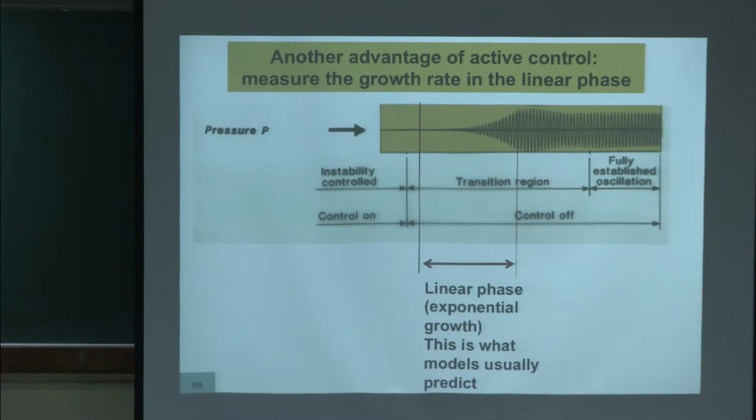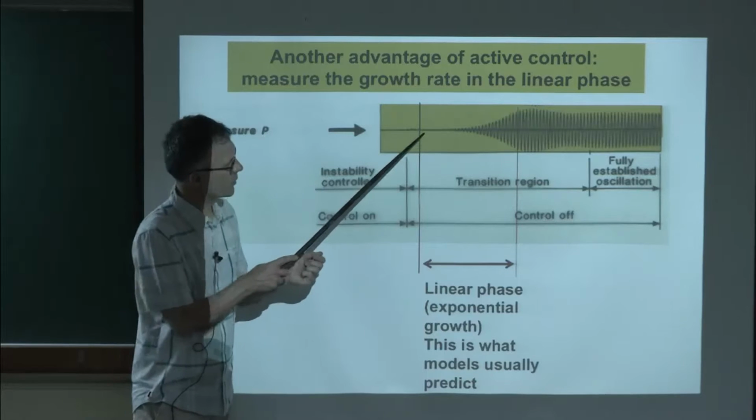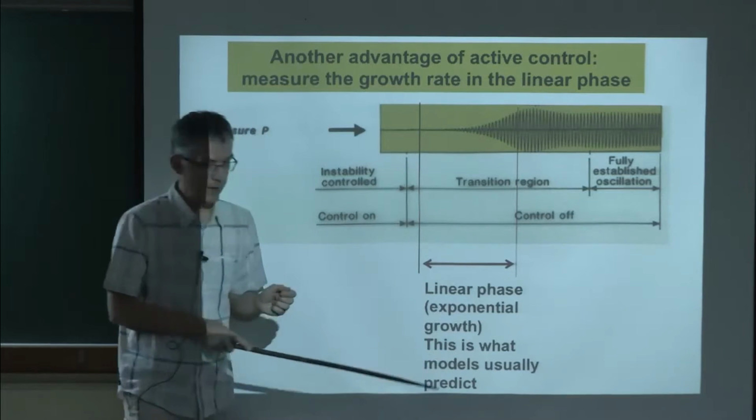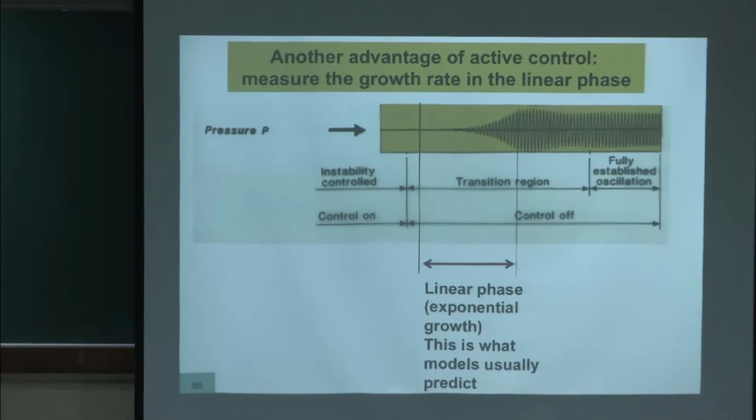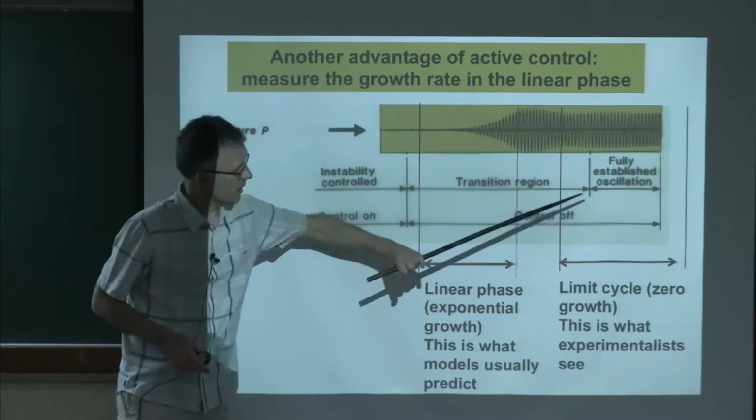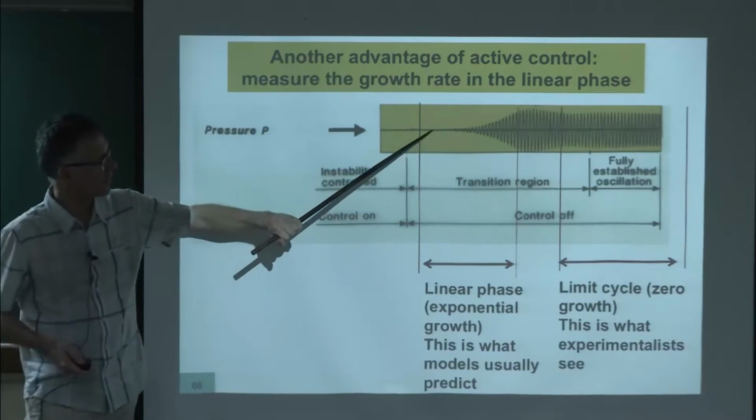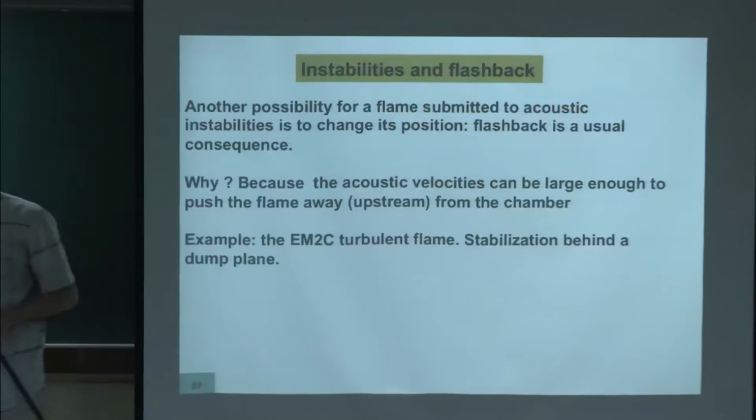Okay, the other advantage, which I'm not going to talk much about today, of course, is that in this zone here we can measure the growth rate and use it to validate models, while in this zone here it's only experiments which you can use, but with this system of active control you have access to this part here.